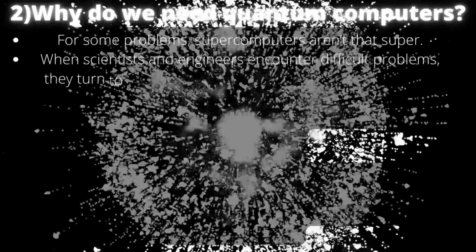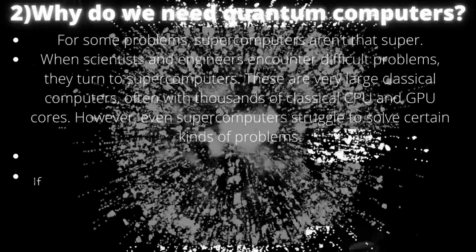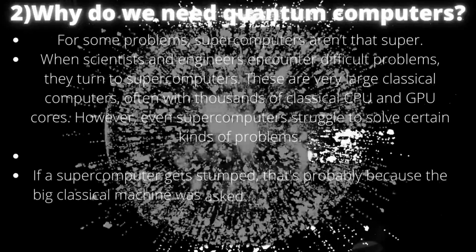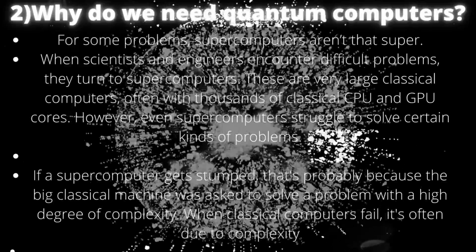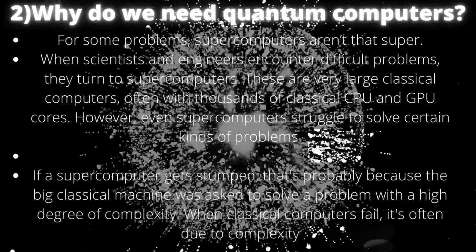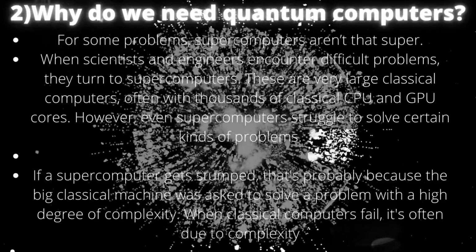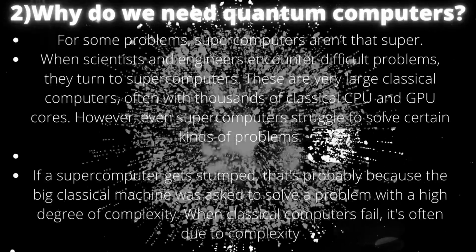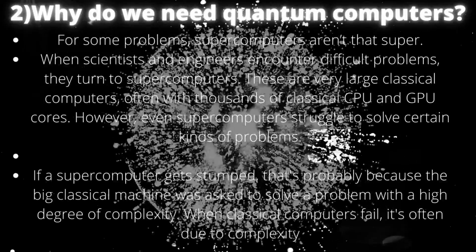Why do we need quantum computers? For some problems, supercomputers aren't that super. Even supercomputers struggle to solve certain kinds of problems. If a supercomputer gets stumped, that's probably because the big classical machine was asked to solve a problem with a high degree of complexity. When a classical computer fails, it's often due to complexity.